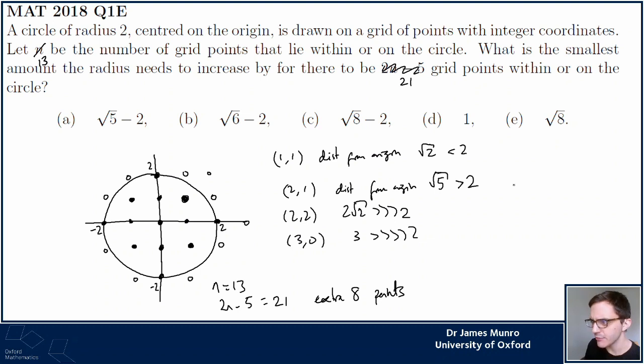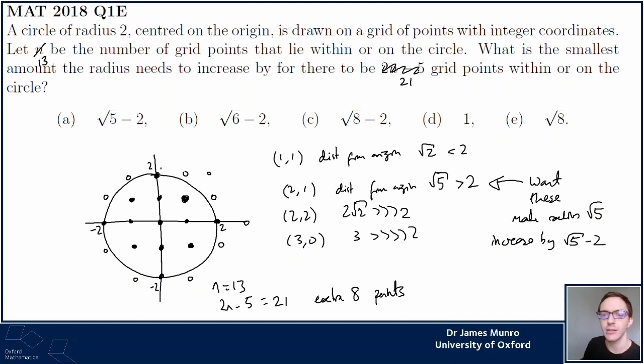Okay, how do I do that? Well, I need to make the radius... I want these points. So I need to make the radius root 5. To do that, I need to increase by... It's currently 2, root 5 minus 2. Okay, so my answer is A. Okay. I think the slightly strange thing about this question is the n in the question is just the number 13. And that's something you work out by drawing a picture.